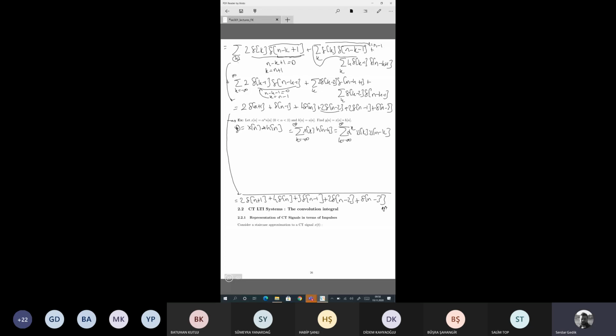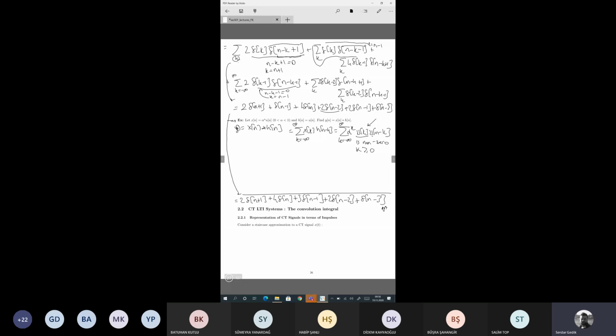If I write the convolution sum, I have summation k from minus infinity to plus infinity, alpha to the power k, u of k, u of n minus k. So, I know that this term is non-zero for k larger than or equal to 0. This is a very basic property of the unit step signal. Remember, it is 1 for k larger than or equal to 0.